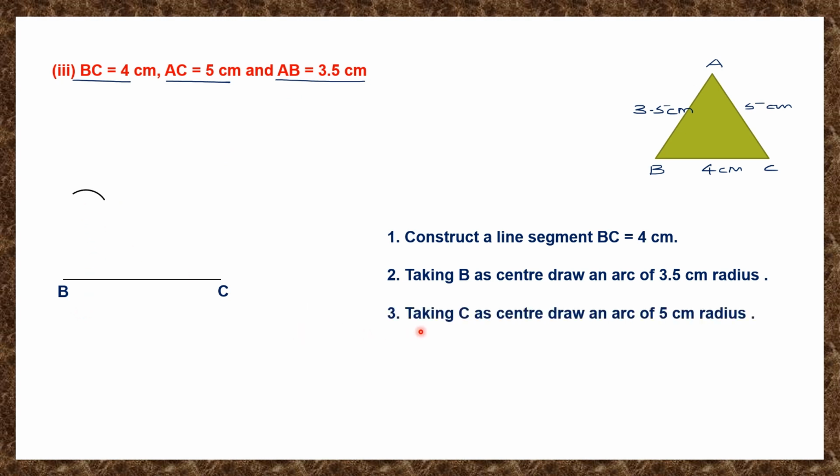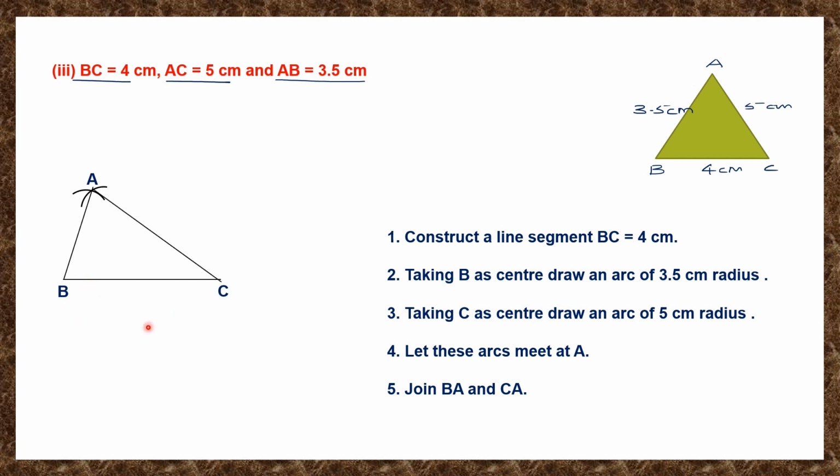Next step, taking C as the center. This time keep your compass here and the radius is 5 centimeters because this side is 5 centimeters. Draw an arc which will cut that arc. So can you see it has cut that first arc. Now let these arcs meet at A. Next step, join BA and CA. So we have got our required triangle with all the measurements. So this side is 4 centimeters. If you measure with your ruler, you will find that these are all correct. 3.5 centimeters. So we have got our required triangle ABC.